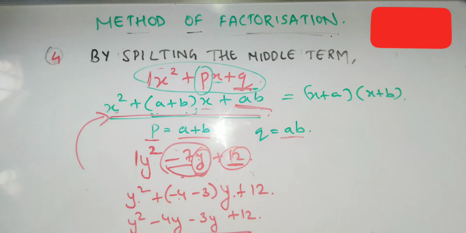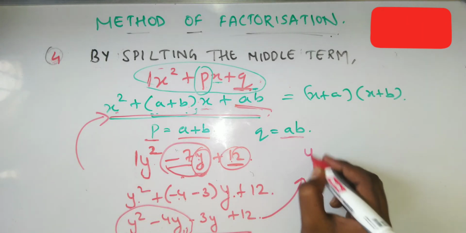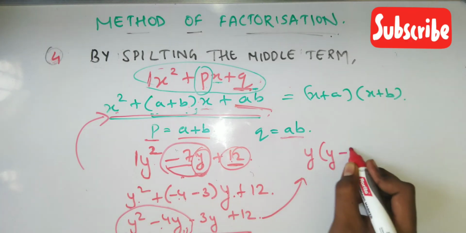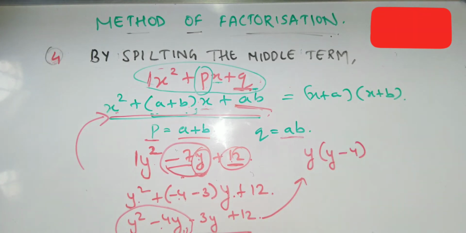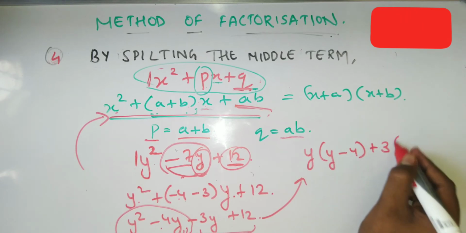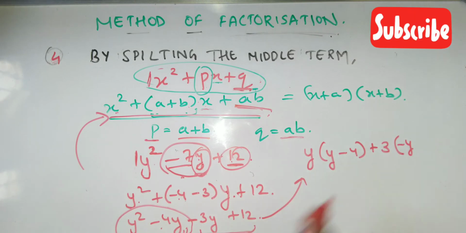Now here, same thing. What you have to do? You have to regroup. Regrouping method you have to apply here. That means you have to take two terms and take common factors from them. If I take these two terms, what will I get? I can take y common here, so I will get y remaining minus 4. Correct? Then if I take 3 common here, plus 3, what is remaining here? Minus y.